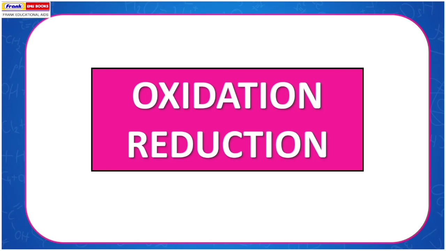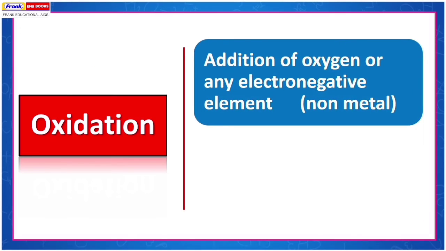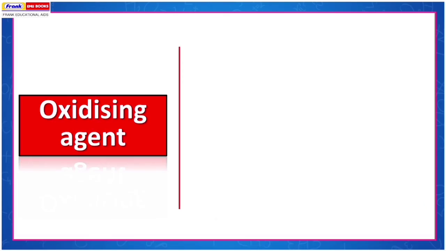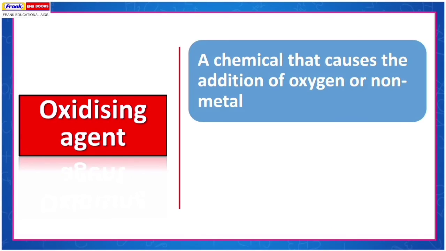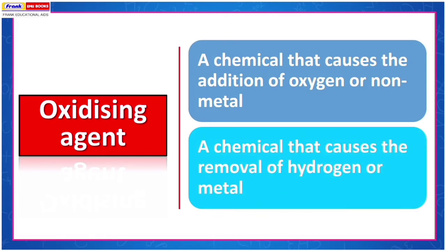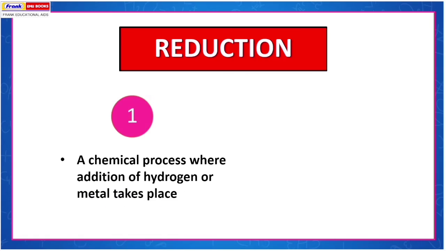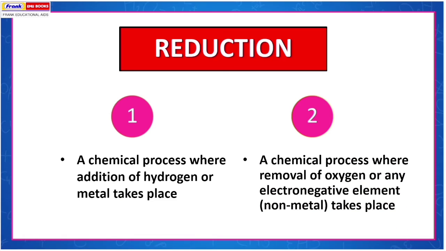Oxidation reduction. Oxidation: addition of oxygen or any electronegative element or nonmetal, or removal of hydrogen or any electropositive element or metal. Oxidizing agent: a chemical that causes the addition of oxygen or nonmetal, or a chemical that causes the removal of hydrogen or metal. Reduction: a chemical process where addition of hydrogen or metal takes place, or where removal of oxygen or any electronegative element, nonmetal, takes place.